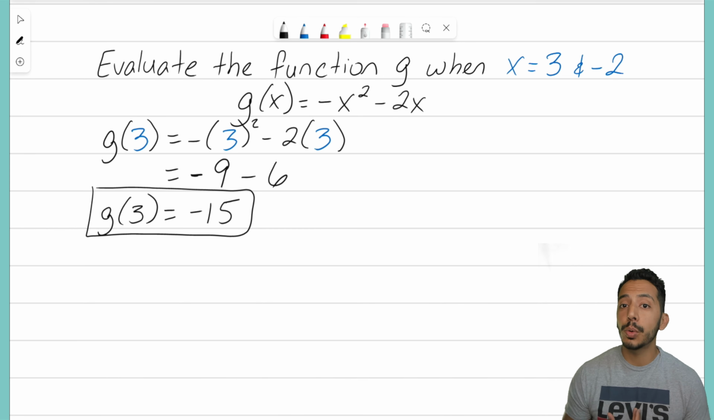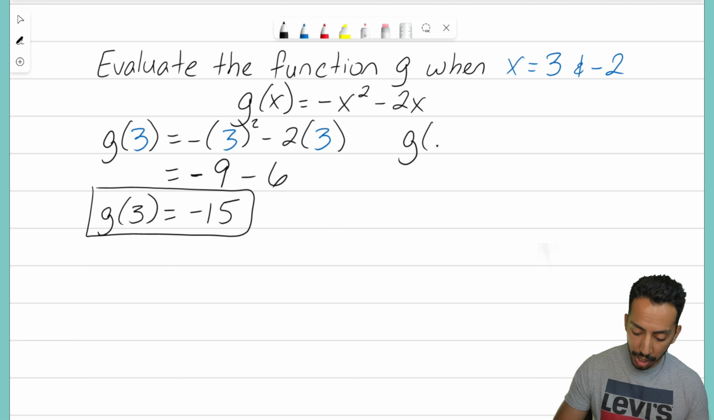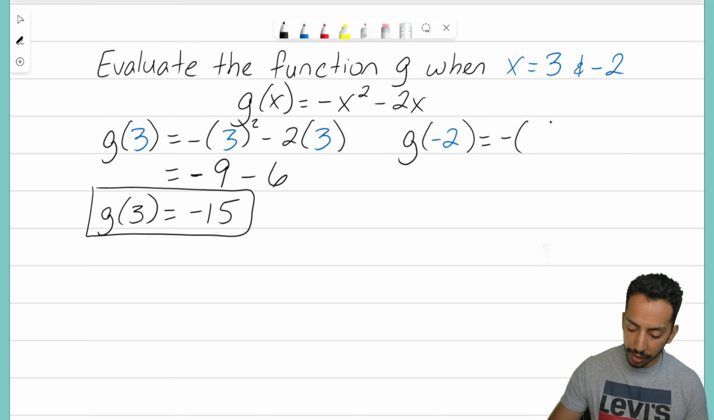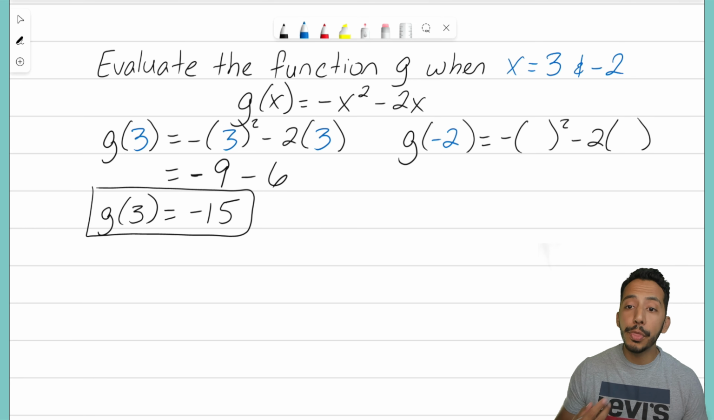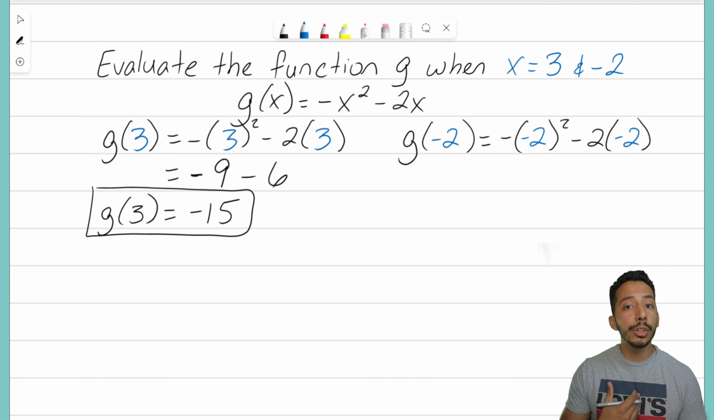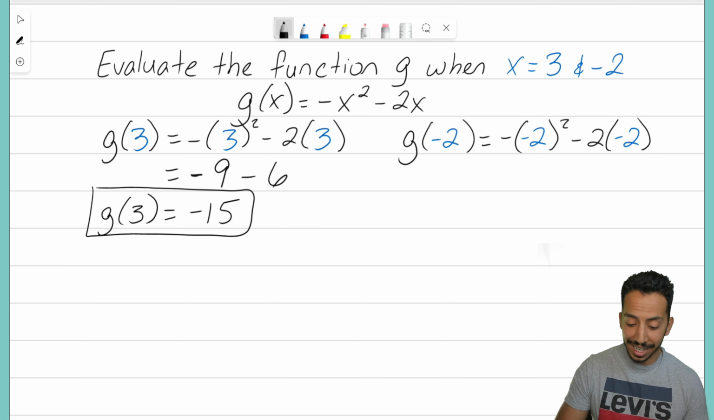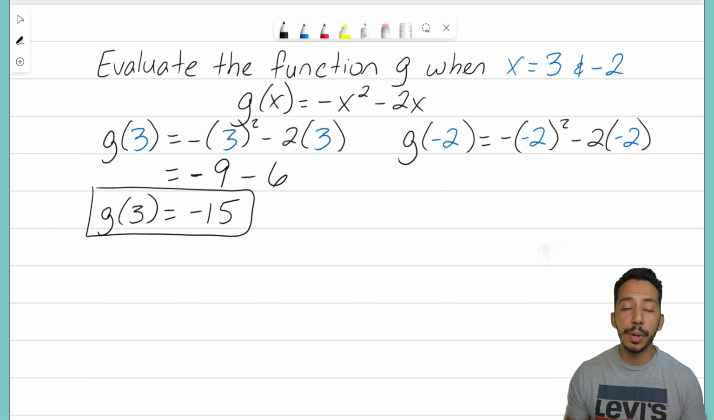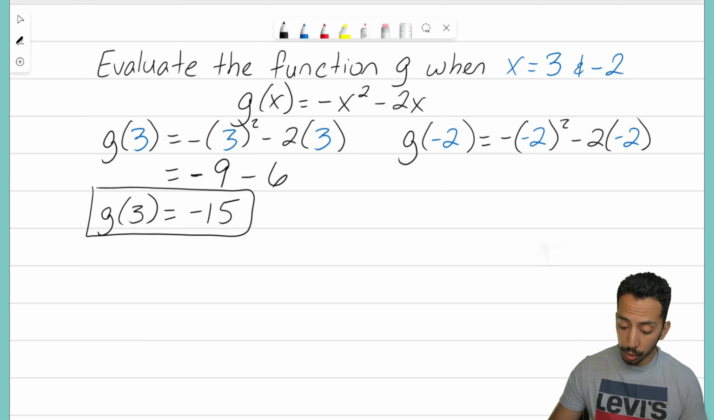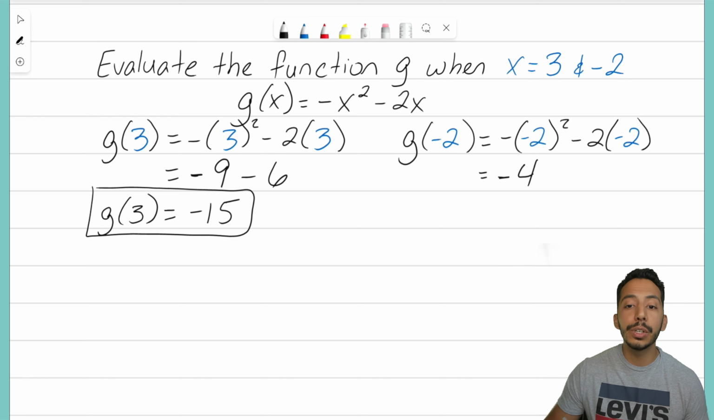Let's do it one more time, because this question also asked us, what is g when our input is negative 2? Again, everywhere that I see my x's, I'm going to replace them with parentheses, because now I'm throwing in a value of negative 2. Negative 2 is my input. I want to learn what my output is. Again, order of operations, we start with exponents. I see that we have negative 2 squared. Negative 2 times negative 2 will give you a value of 4, but don't forget that we have that little negative out front. It's still hanging on there. It changes that value to negative 4 now.